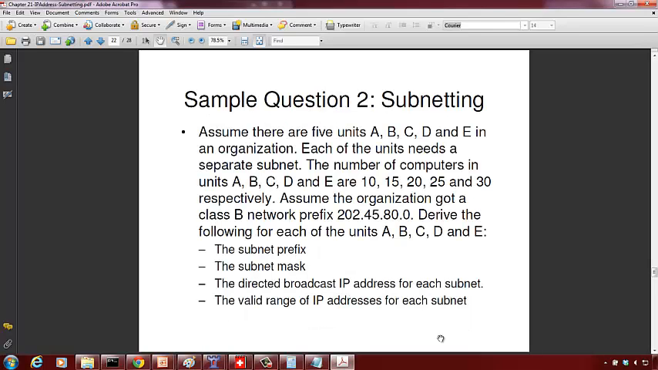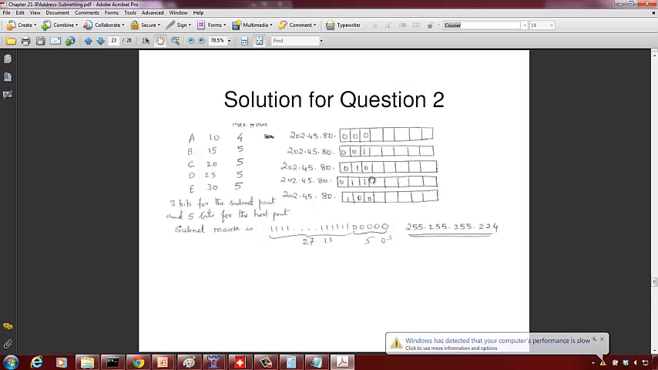Okay, so let's go through another example where we have 5 departments or divisions, each one requiring support for 10, 15, 20, 25, and 30 hosts. These are the department or subnet names, and these are the number of hosts you want to support.